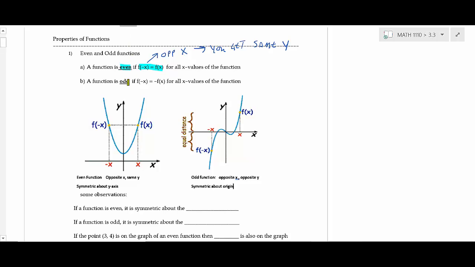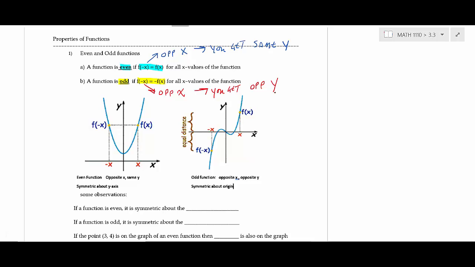And then an odd function works like this. It says if f of negative x is equal to negative f of x, what this really means, and this is good to write down, just means if you have an opposite x, then what happens is you get the opposite y. And that again gives you a type of symmetry. A lot of times students confuse odd and even with symmetry, okay? But symmetry is certainly a part of that.